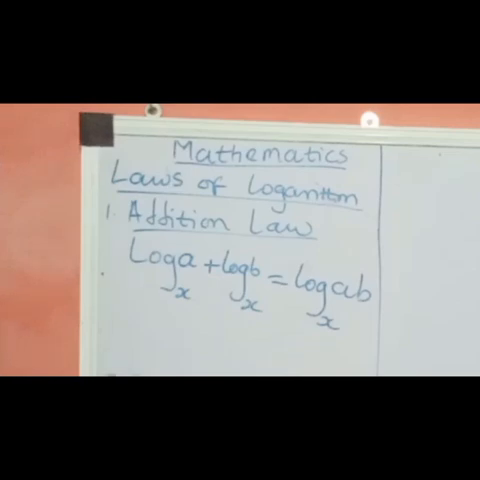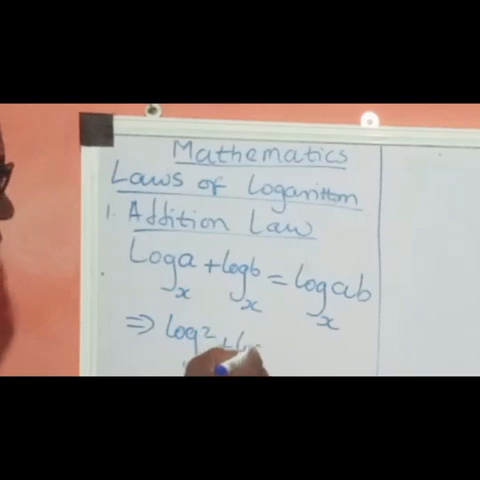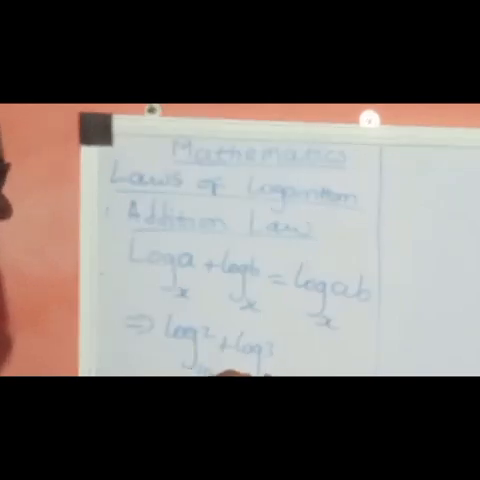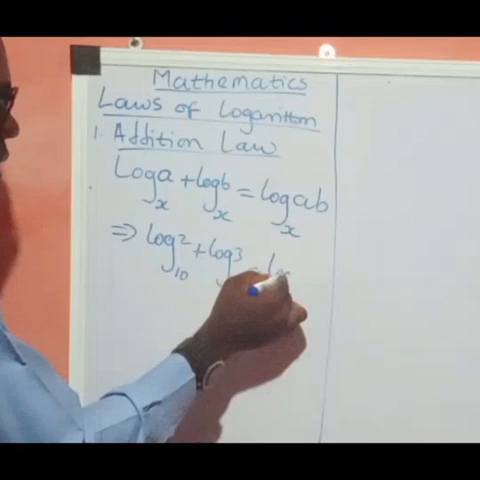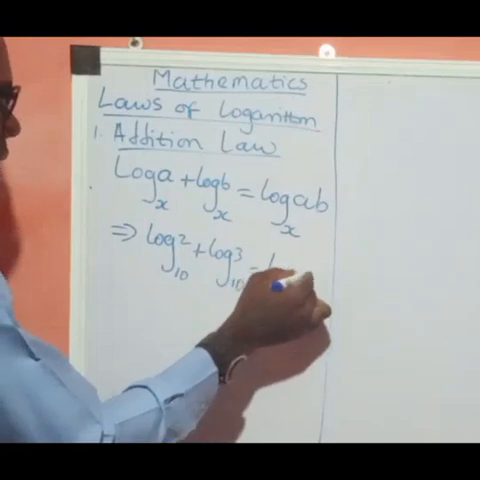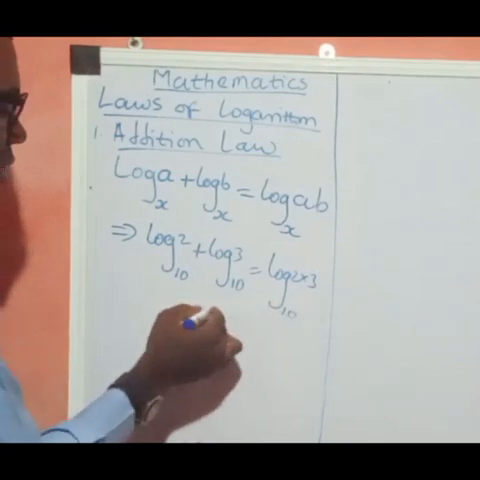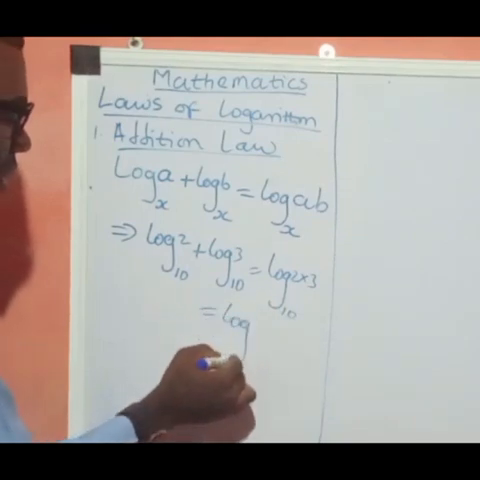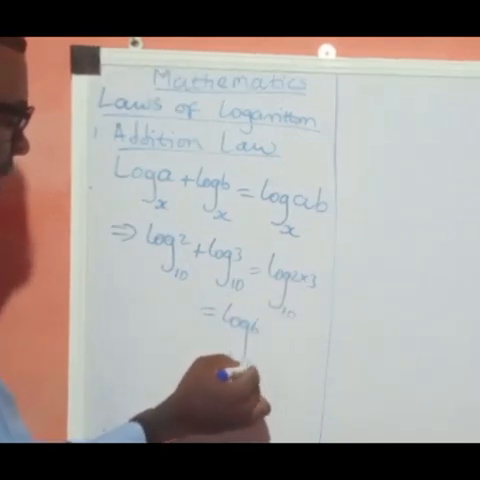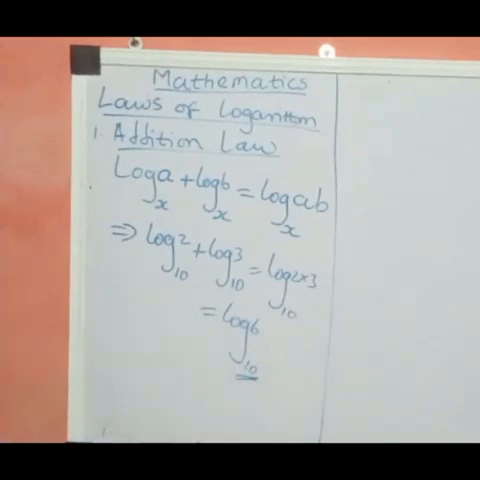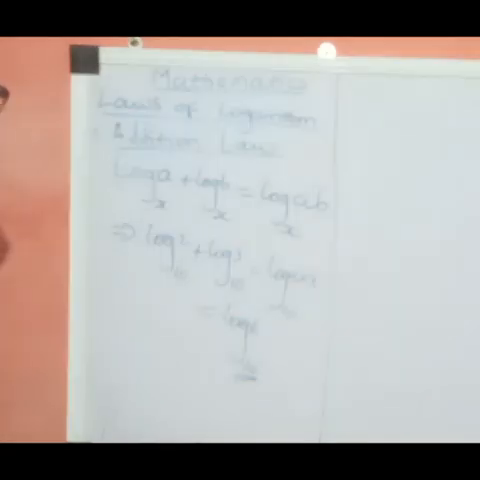So this implies that if you have log 2 to base 10 plus log 3 to base 10, it is simply equal to log 2 times 3 to base 10. Of course, this is going to give us log 6 to base 10. That is the meaning of the addition law in logarithm.